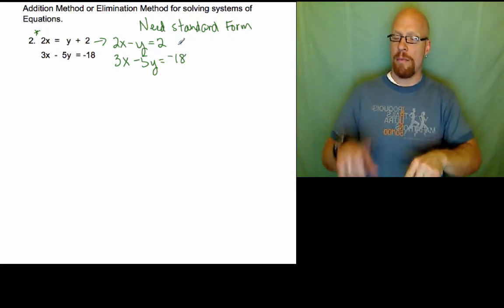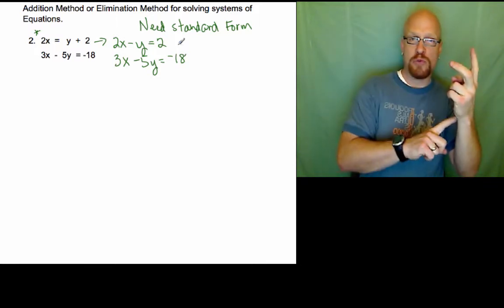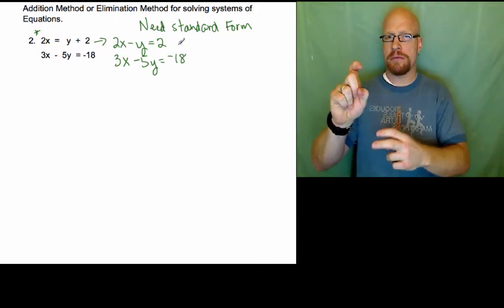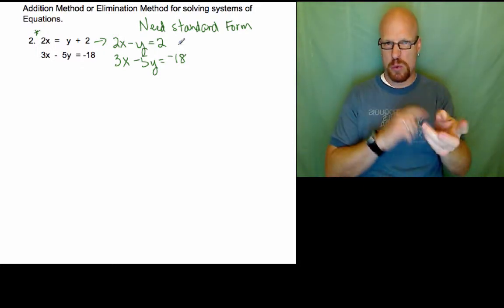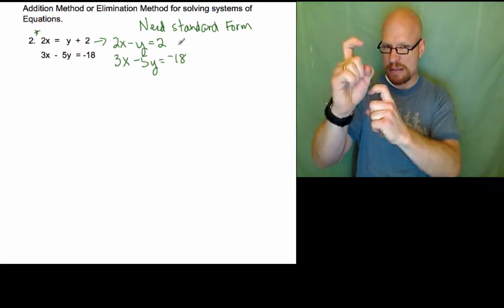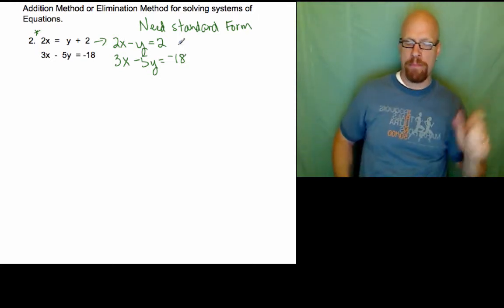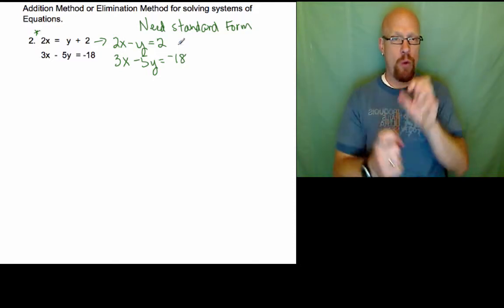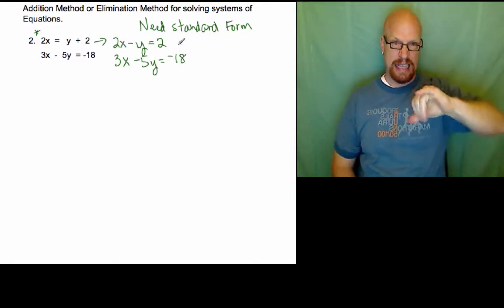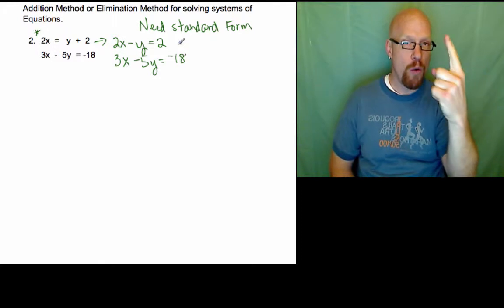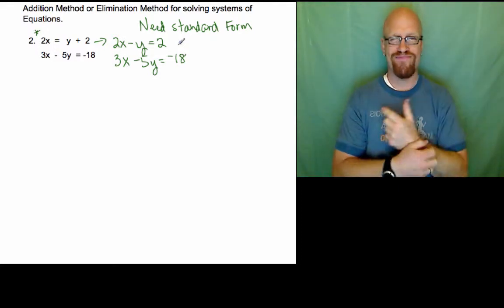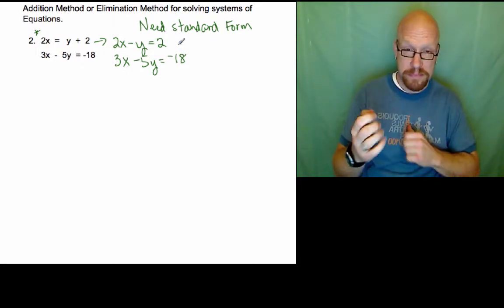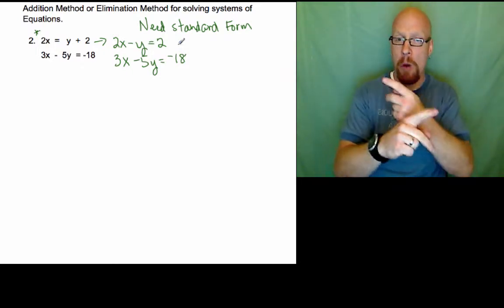Now we can see we have them both in standard form. With the first equation, 2x equals y plus 2, I subtracted the y from both sides to have that equation be in standard form. I needed to figure out how I can get either the x's or the y's to have the same coefficient but opposite signs, meaning a positive coefficient in one and negative in the other.